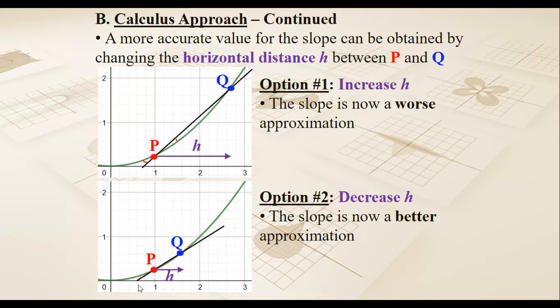So the question is, what should we do to point Q to make this the best representation of the slope of the tangent line as possible? What we've seen is that if we bring Q closer to P, it gives you a better approximation. But I wonder how close we could actually get point Q to point P. I suspect the closer we get point Q to point P, the better representation we're going to have for the tangent line.